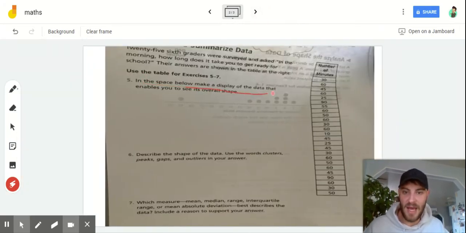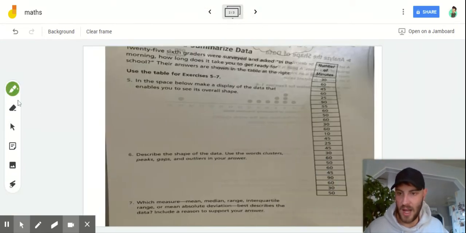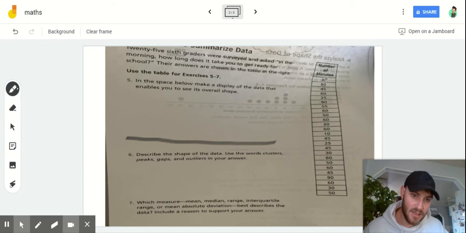In the space below, make a display of the data that enables you to see the overall shape. So this right here, see these data? All you have to do is take that data and put it into a dot plot. So if I was going to do that, I'm not going to do the whole thing. I'm just going to set it up for you. You would do a straight line, and you would say the smallest is looking like it's 10. So you would go from 10 and you would go all the way up to the biggest, which looks like it's 60.